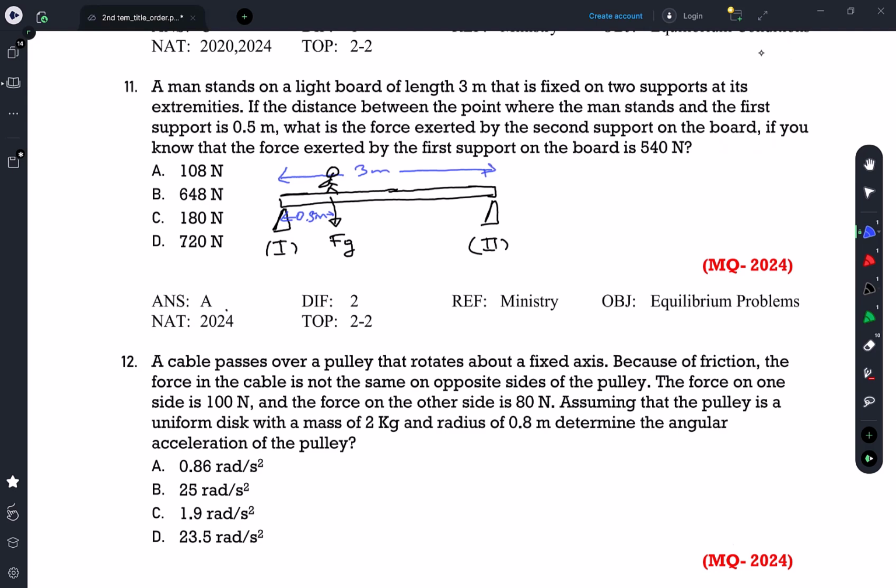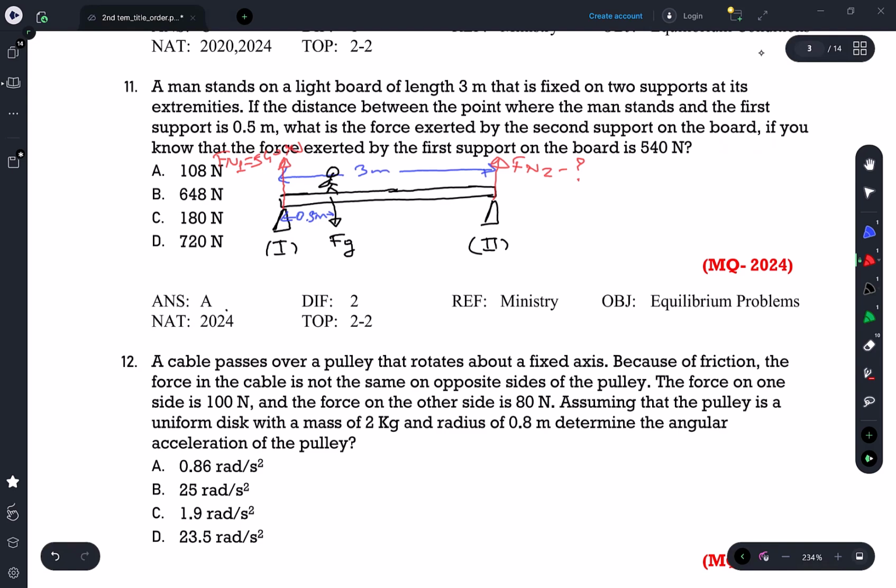And also, we know that the force exerted by the first support on the board, Fn1, is given to us. Fn1 is 540 Newton. What is the force exerted by the second support? Fn2 is the question. So there are two unknowns.